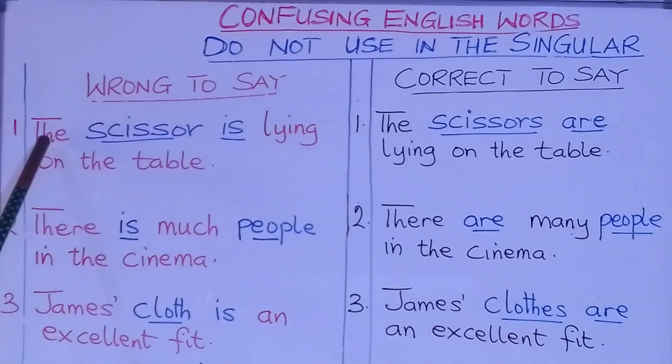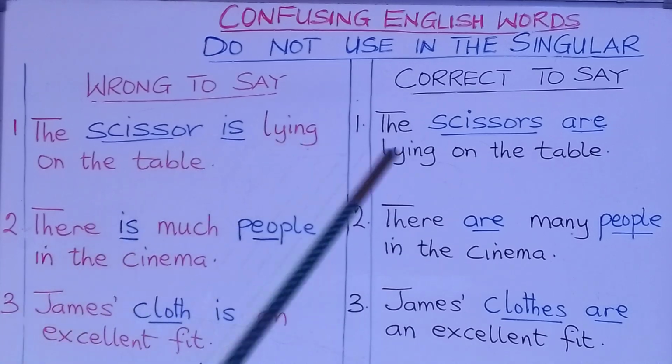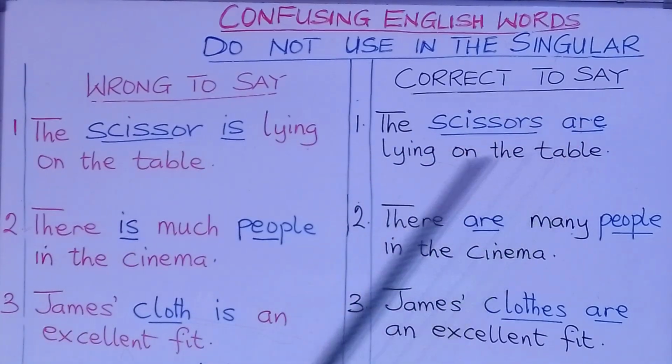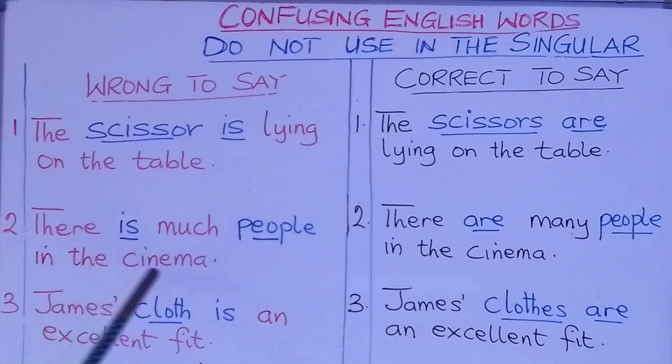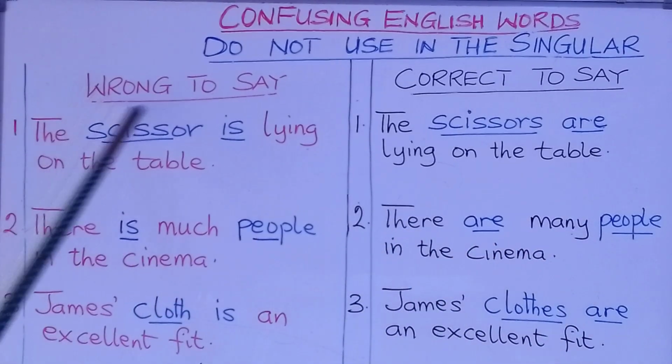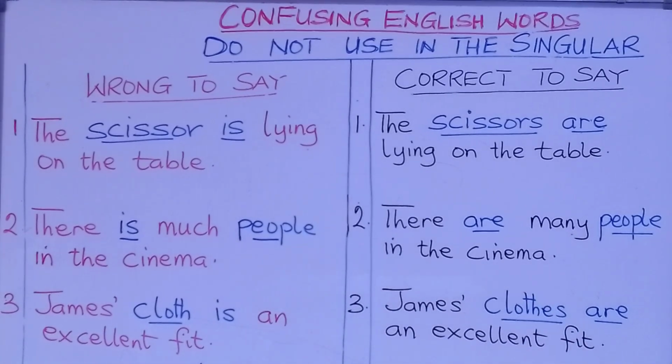Therefore, wrong to say the scissor is lying on the table. Say the scissors are lying on the table. Wrong to say there is much people in the cinema. Say there are many people in the cinema. Wrong to say James' cloth is an excellent fit. Say James' clothes are an excellent fit. And that is that with this session.